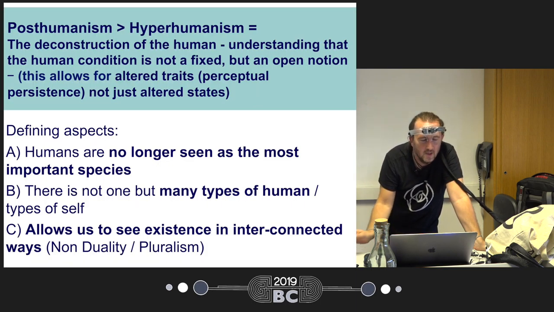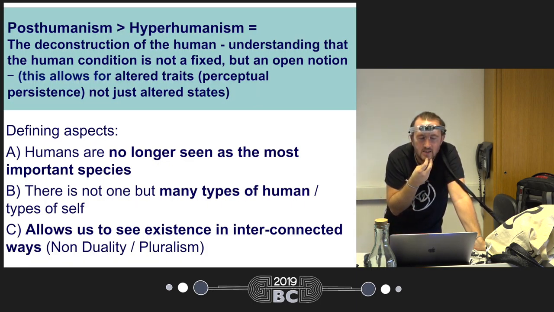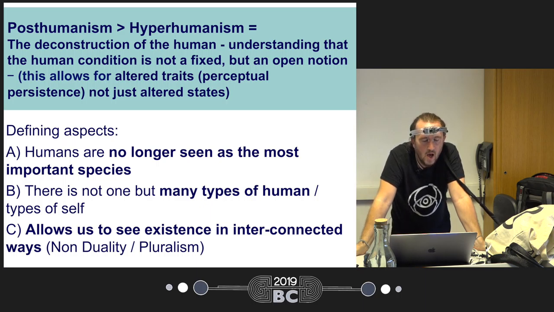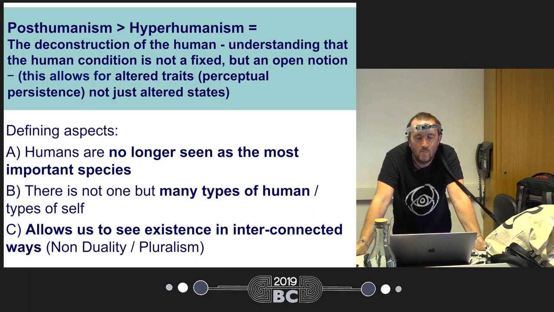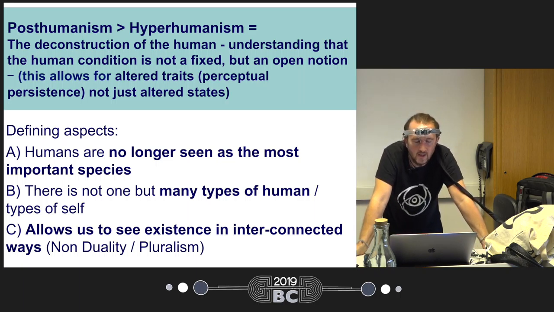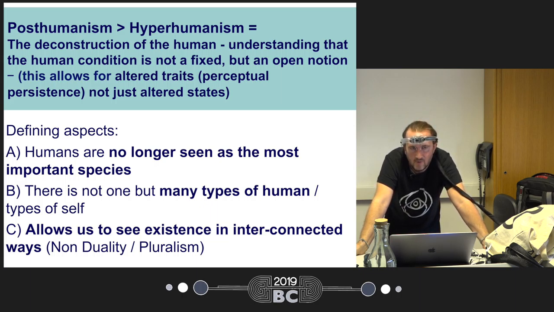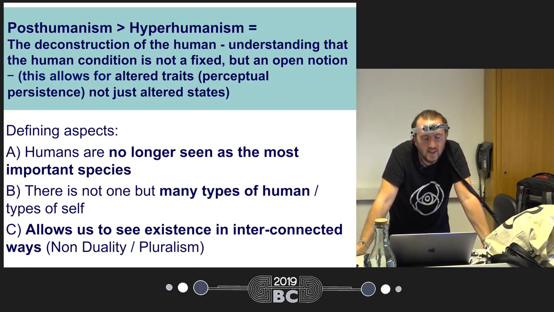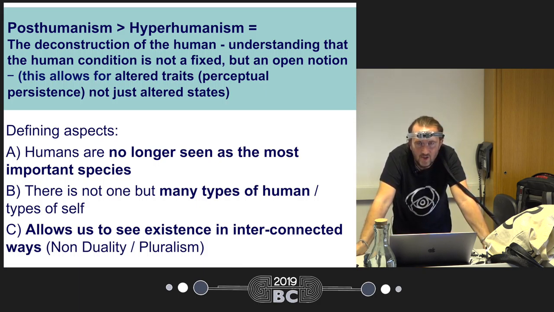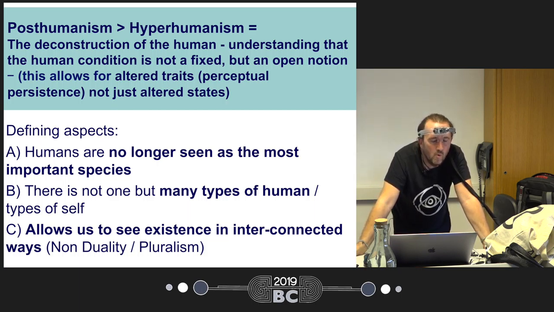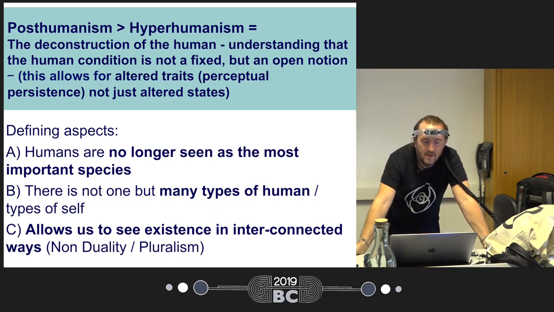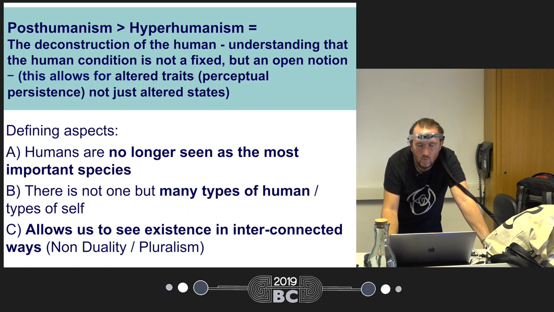And where does this go? Posthumanism and hyperhumanism look at this idea that the human condition is not a fixed notion, it's open. And we cannot just be focusing on gimmicks, these altered states. What about altered traits, perceptual persistence? The definition of this movement is that humans are no longer seen as the most important species, and I think that is absolutely critical going forward, where we've destroyed 60% of everything else in 45 years. If we don't radically shift the way we understand what a human is, we're in deep trouble, and everything else is in deep trouble. So there's not just one type of human, type of self, there's many. And the third part allows us to see existence in interconnected ways.